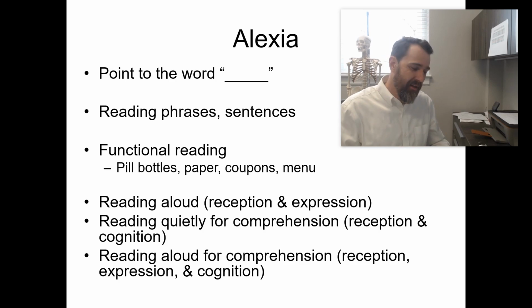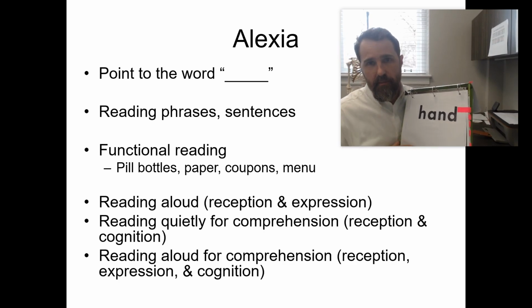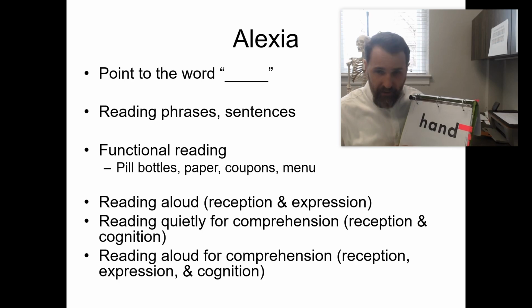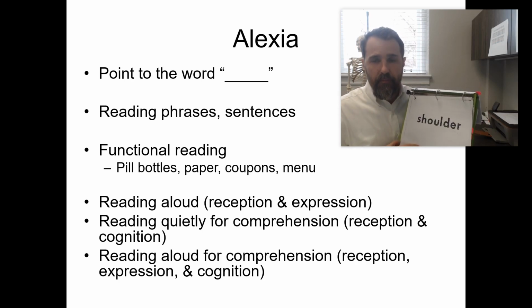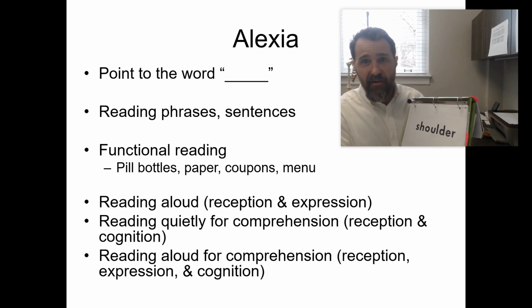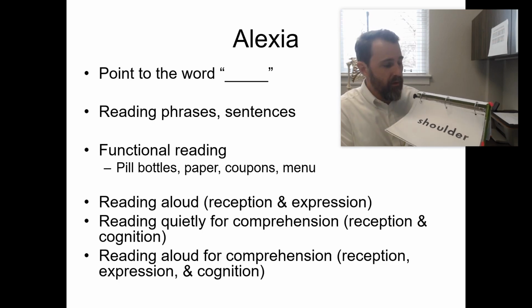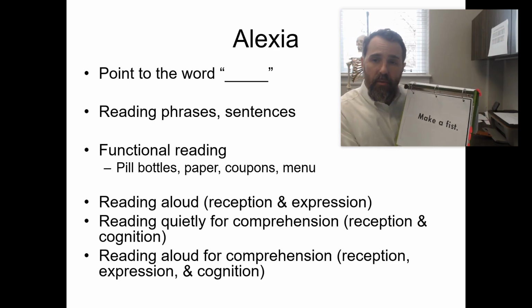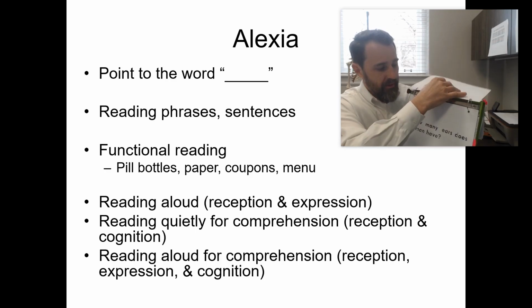Some examples I have of tasks that I use to test for low-level reading, going up through some pretty high-level reading, basically is, what's this? And so they're going to show me their hand. That's correct. I'm going to go, all right, what's this? They're going to point to their shoulder if they understand it and they can't say it. If they can say it, can produce the word, then that's great. Do what this says, and they're going to make the fist to show me they understand.